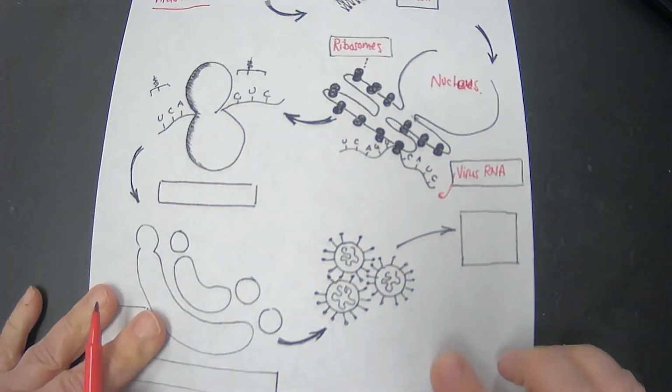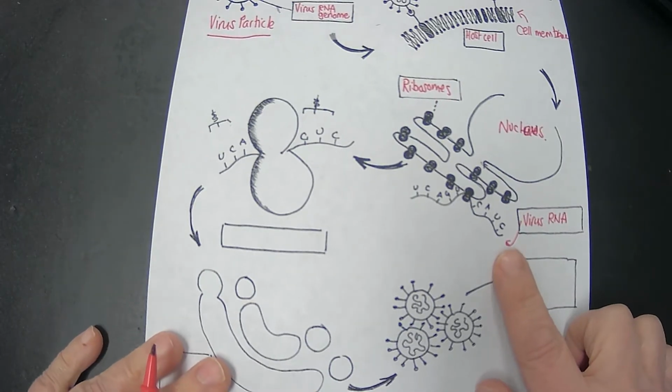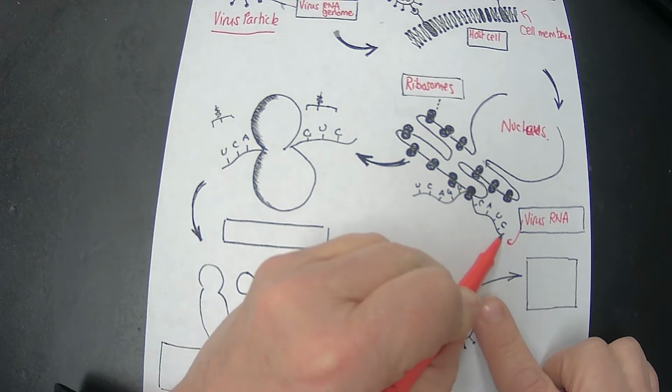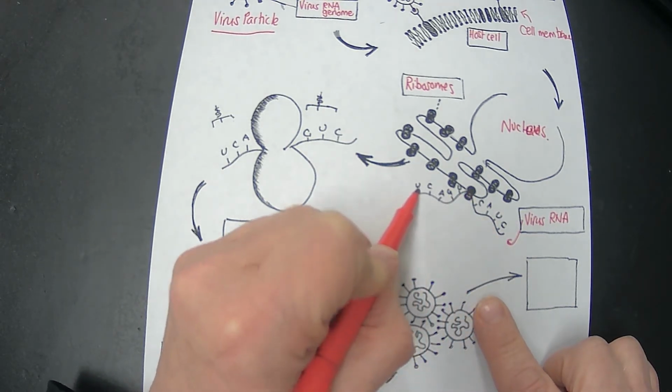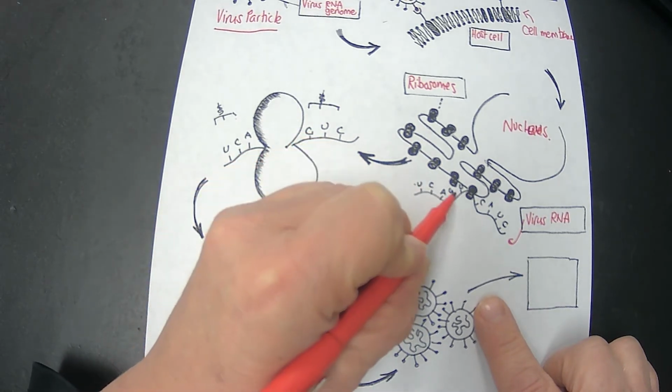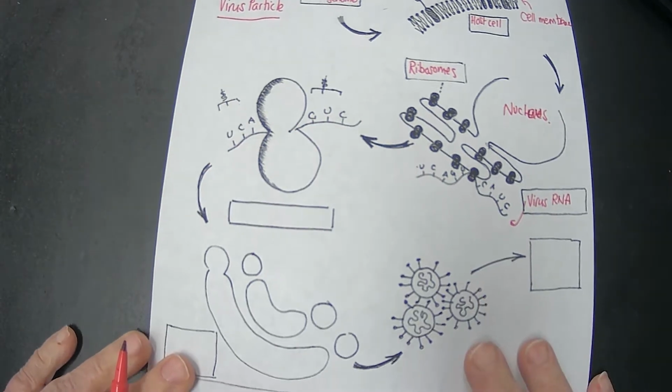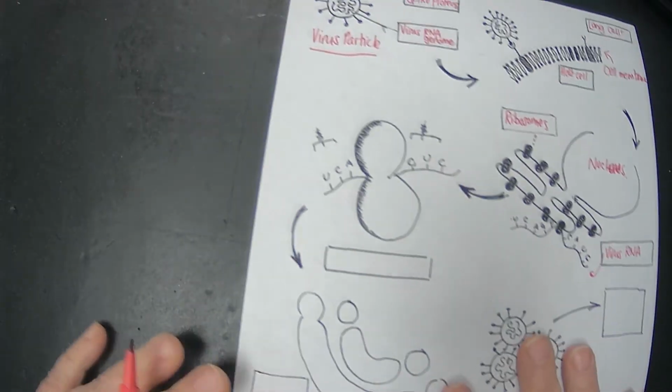N-U-C-L-E-U-S. How can I spell nucleus wrong? Okay, and you can see here, this is clearly RNA because it's a single strand. And you'll notice there we've got uracil bases. Okay, so what happens in the RNA?